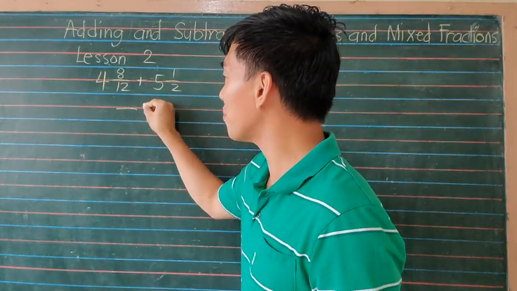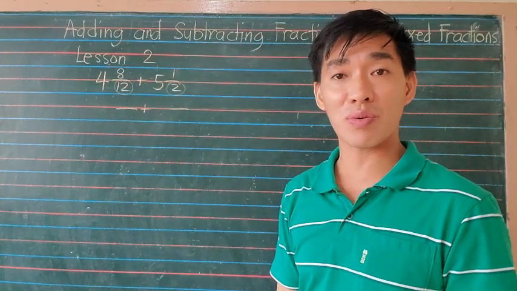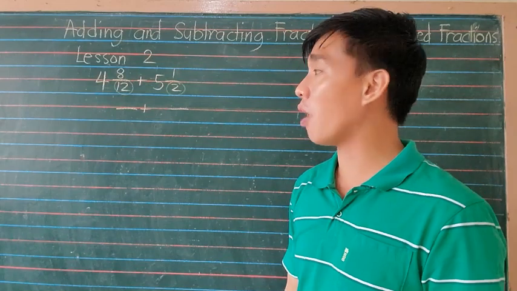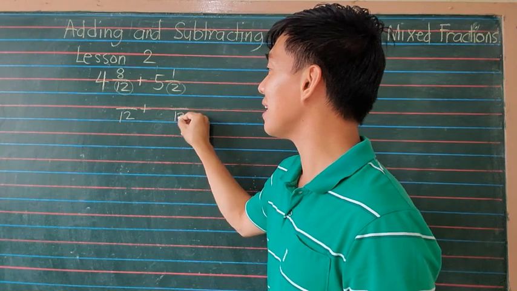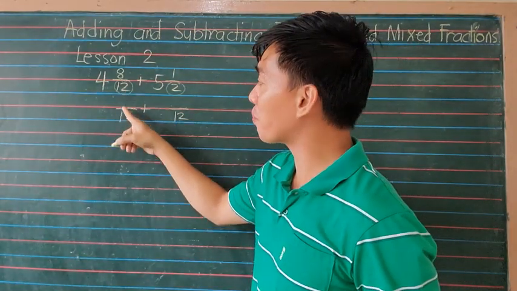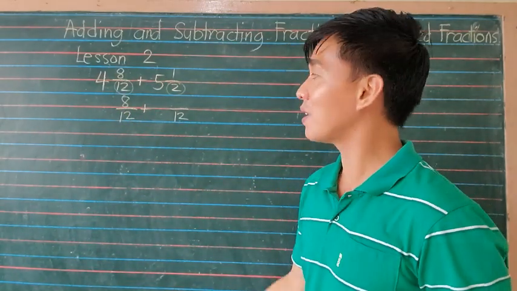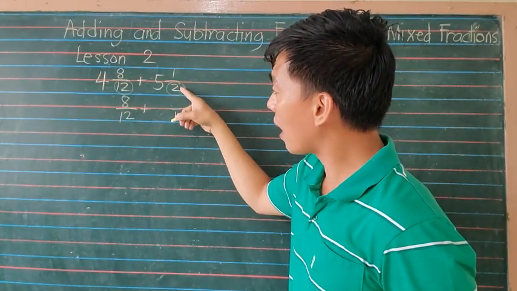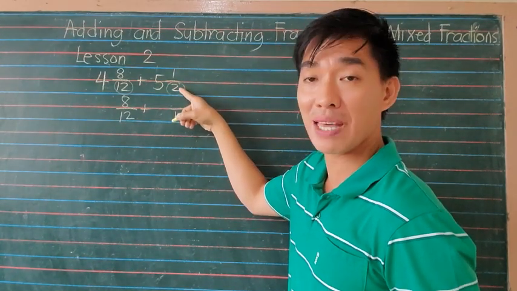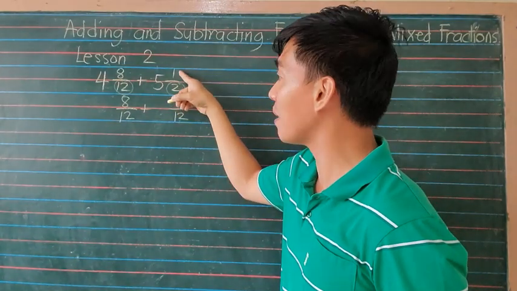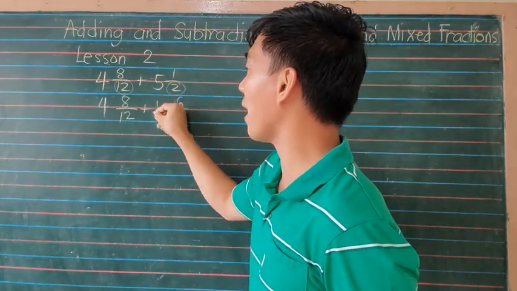Now, at what number will 12 and 2 meet? What is the LCM of 12 and 2? Exactly, that's 12. So therefore, their LCD is 12. Since 12 did not change, 8 will also not change as our numerator. Then of course, our denominator here changed from 2 to 12. So 12 divided by 2, that is equal to 6. Times 1, so 6. Then copy the whole numbers 4 and 5.